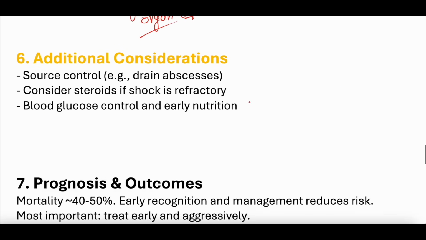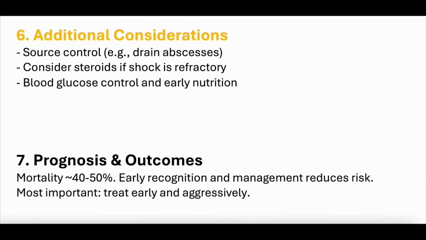Additional consideration, source control can be very important. So you always want to make sure that there's source control. If someone has an abscess, it needs to be drained. If someone has an obstructing stone, obstructive nephrolithiasis with hydronephrosis, they need to have drainage of that, whether it's a ureteral stent or percutaneous nephrostomy tube. If someone has cholangitis, they need decompression of their biliary tree.